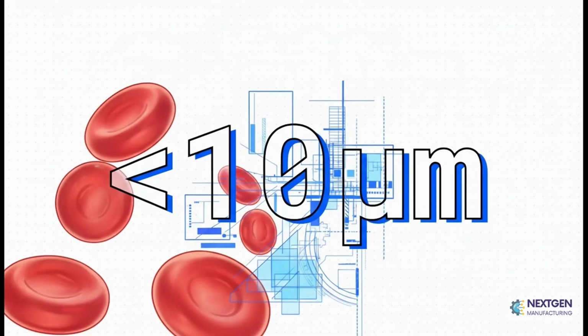Well, real-world tests have confirmed that this kind of predictive system can crush those thermal errors down to less than 10 micrometers. To put that into perspective, that is smaller than the width of a single human red blood cell. It's a level of precision that was pure science fiction just a few years ago.